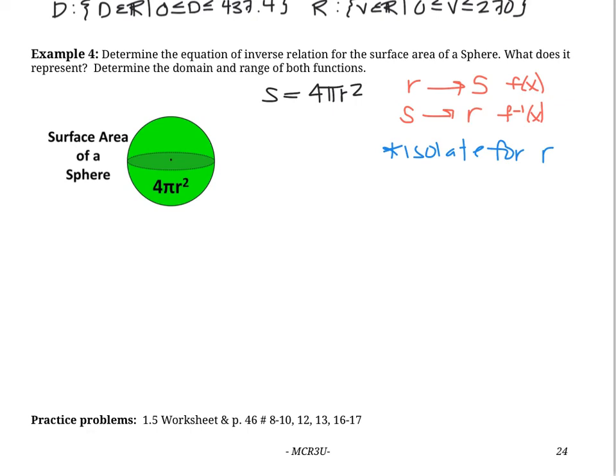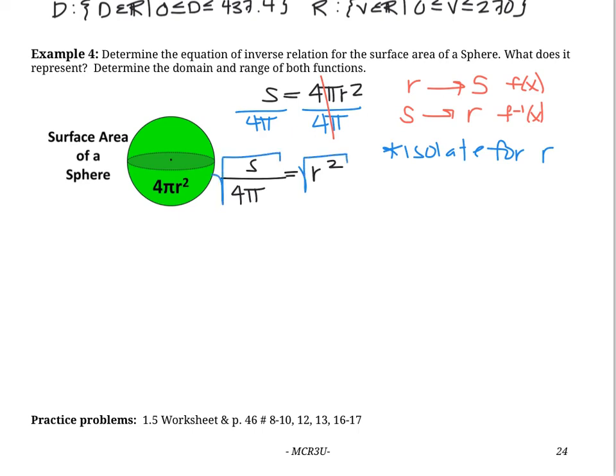So the first thing I'm going to do is divide by 4 pi, and divide by 4 pi. So on the left we have our surface area divided by 4 pi is going to give us r squared, because 4 pi divided by 4 pi is going to cancel out. Okay, our next step is we've got a square root. So we're going to square root this side and we're going to square root this side.